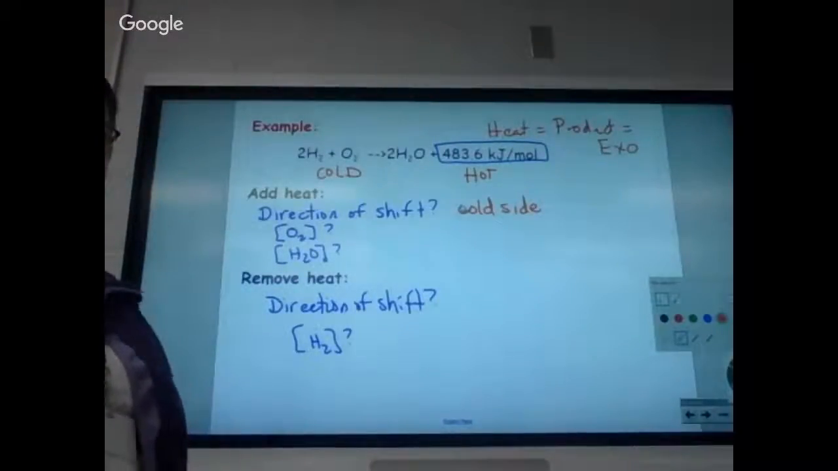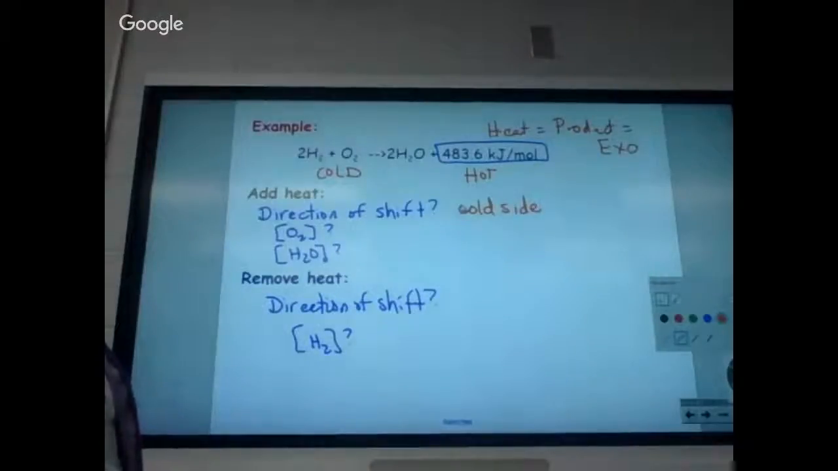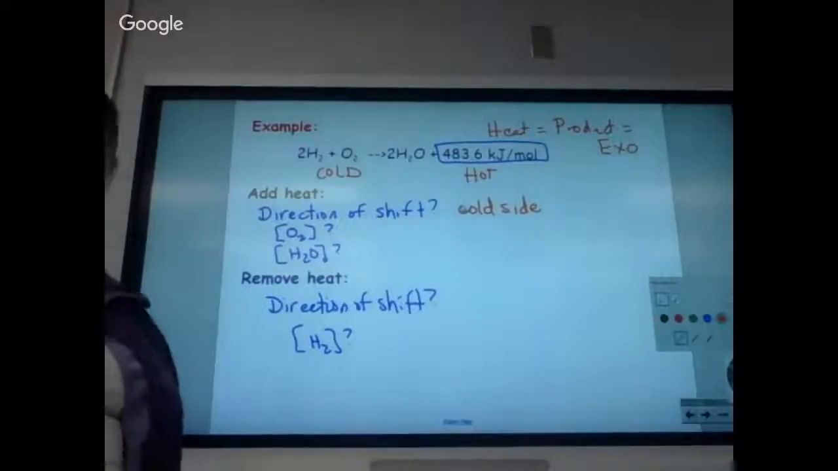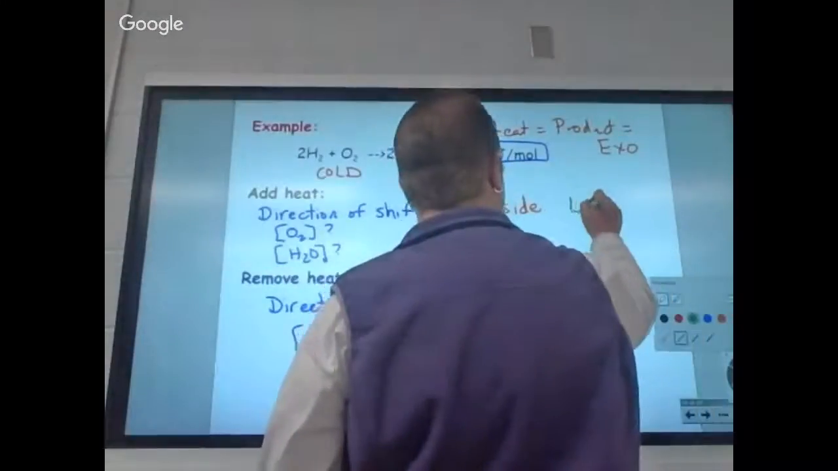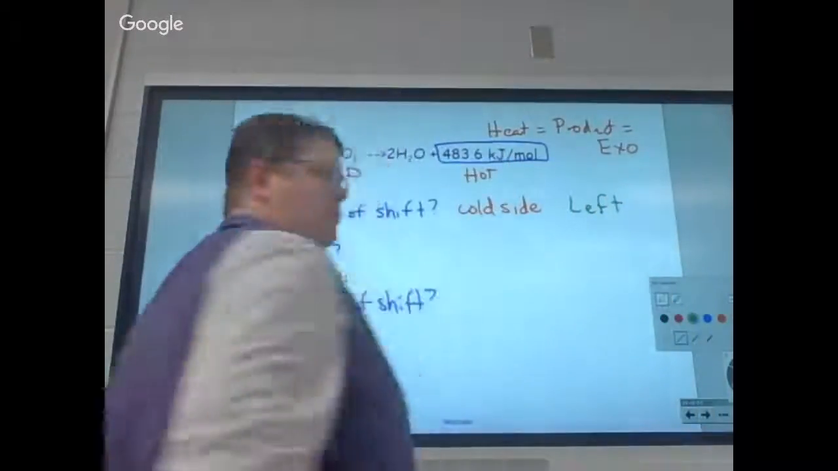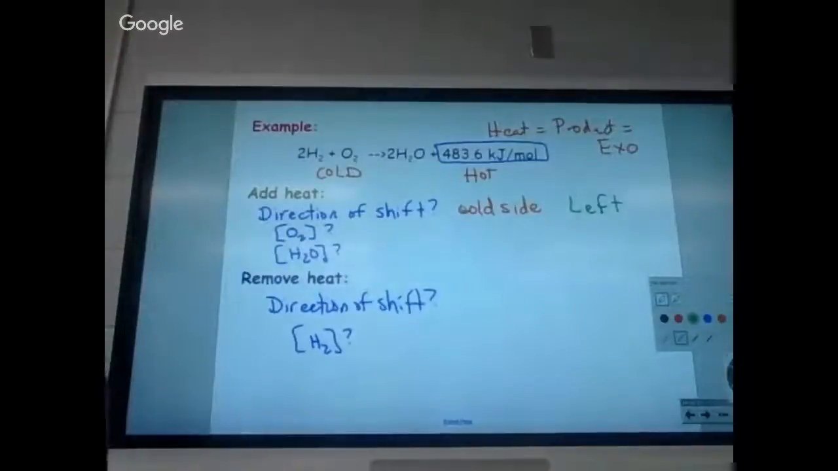You're looking at where the heat is, okay? So if we add heat, we go to the side that's cold, the side the heat's not on. So what side is the heat not on? The left. So we're going to shift to the left, okay? Has nothing to do with moles this time.